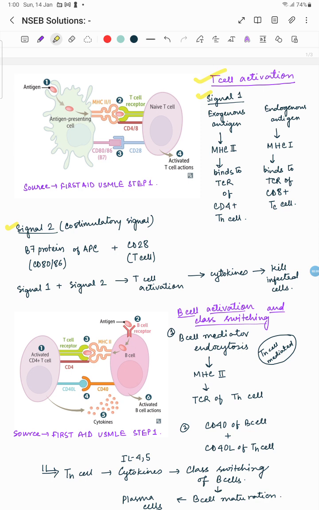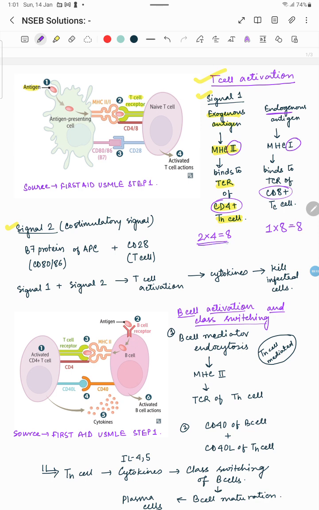Now see, what are the signals? Suppose there is some exogenous antigen. This will be presented to MHC2 in the antigen presenting cell. Then it will bind to the T cell receptor of the CD4 plus, which we call the T helper cells. Always remember one thing, that this product is always going to be 8. That means 2 times 4: this is MHC2, which will bind to the CD4 plus T helper cells, and it is going to be 8. And if there is endogenous antigen, then it will be presented in MHC1. It will bind to the CD8 plus T cell.